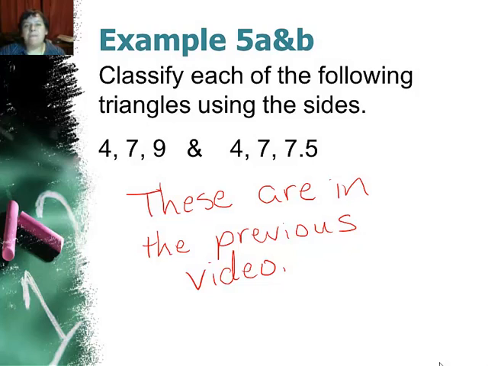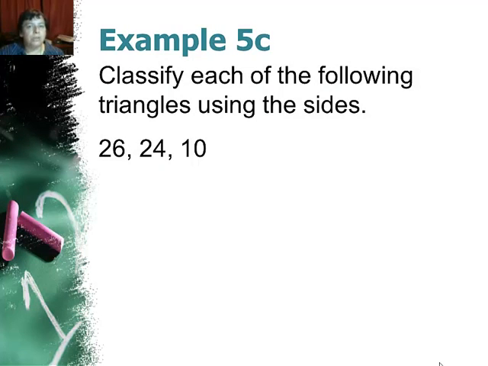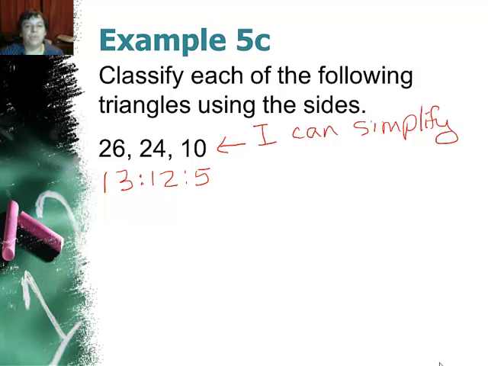So I have two examples that are in the table below. They are in that video that you just saw. So we'll go on to example 5C. I'm going to classify a triangle with sides of 26, 24, and 10. First of all, I recognize this triangle, so I'm going to go ahead and simplify it. Admittedly, you could use the Pythagorean theorem, and it would work out just fine, but it's important to recognize Pythagorean triples. If I divide everything by 2, I get 13, 12, and 5. If I can simplify something to a Pythagorean triple, it is definitely a right triangle.